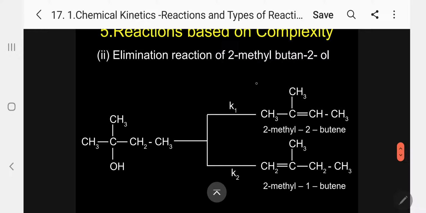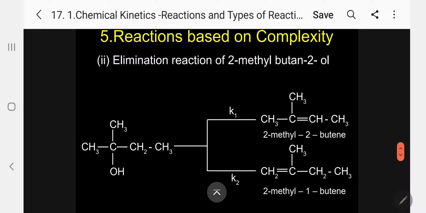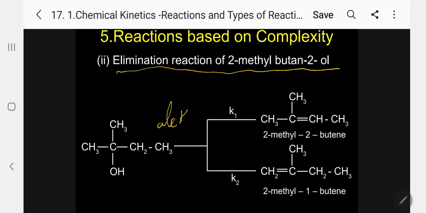In the same way, another parallel reaction, I will give an example: elimination reaction of 2-methyl butane. Here we are using alcoholic KOH. This is the specific reagent for elimination. So when you treat with alcoholic KOH, OH will take the nearest carbon's hydrogen and form a double bond. Elimination reaction takes place, and an alkene is produced.